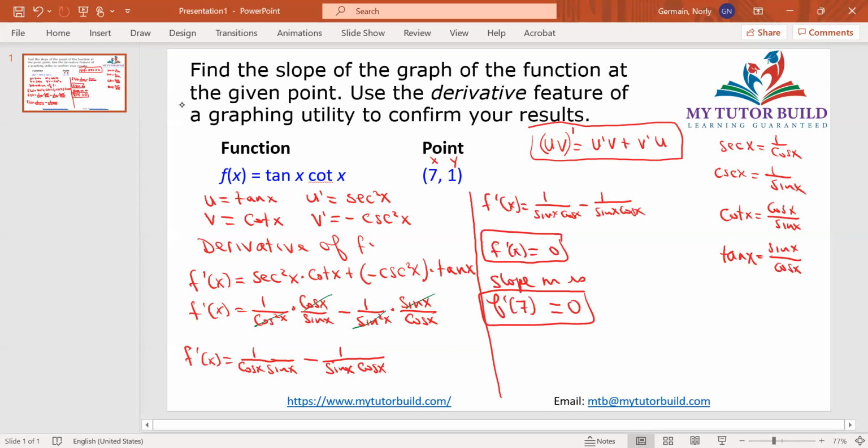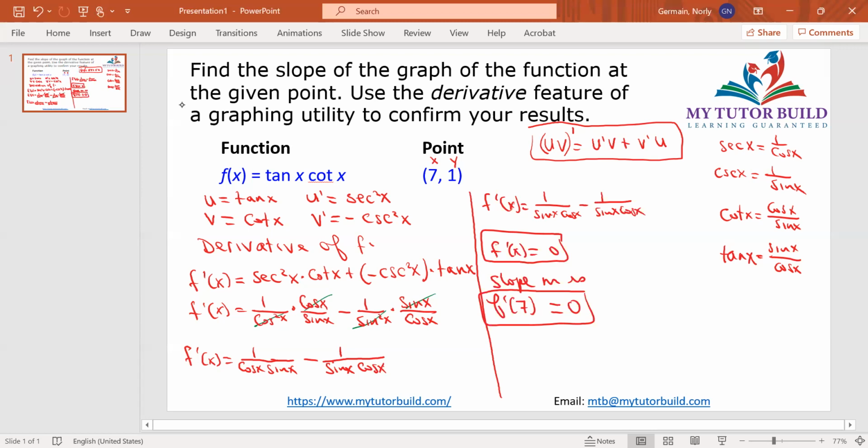First of all, you need to find the derivative of the function. And once you find the derivative, you plug the value of x into the derivative. What you find would be the slope of the graph of the function at that given point.